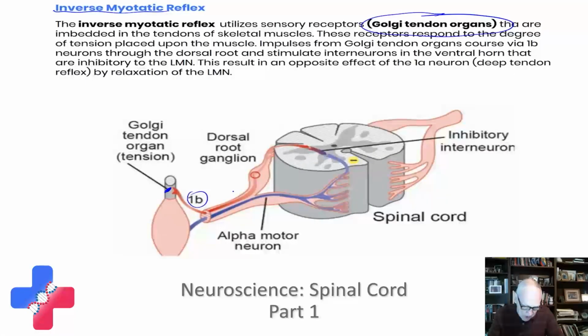Notice when this one comes into the dorsal root, there are always interneurons between the 1B and the alpha. And these interneurons are going to be inhibitory. So what the 1B fiber does, instead of exciting the alpha, is shut down the lower motor neuron system. And this is protective to the muscle so that you don't overlift something and damage the muscle. You could tear the muscle, or stretch the tendon off the bone.